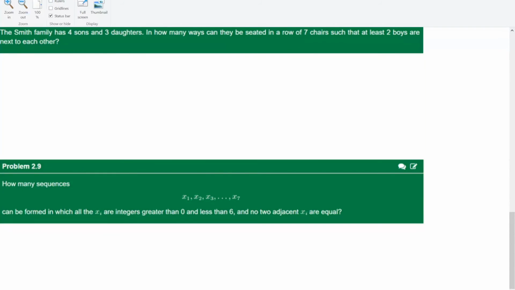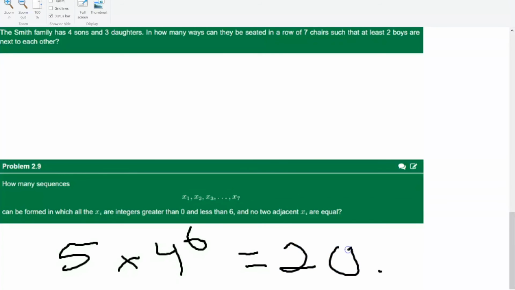We notice that x2 can take only 4 integers, as it can be every integer from 1 to 5, excluding x1. It becomes apparent that all integers x2 to x7 have only 4 options, as they cannot be the same as the preceding number. Hence, there's 5 times 4 to the 6th power, or 20,480 possible sequences.